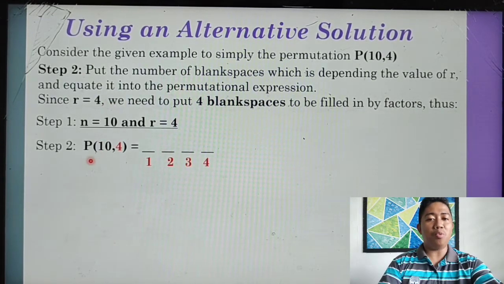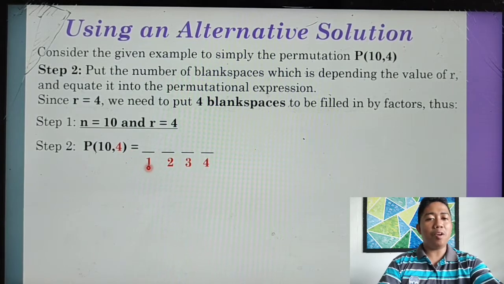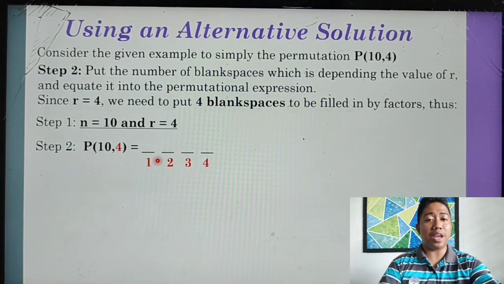So we have the following: the permutation of 10 taken 4. The 4, which is indicated by color red, is the value of r. And we put 4 blank spaces. So we have 1, 2, 3, and 4. So we put 4 blank spaces.